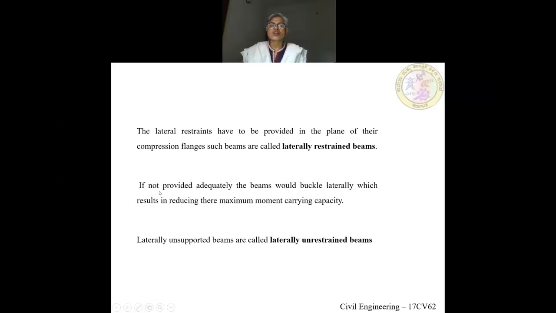If the support is not provided adequately, the beams would buckle laterally, which results in reducing their maximum moment carrying capacity. Laterally unsupported beams are called laterally unrestrained beams. So you have two types: laterally restrained or laterally supported, and laterally unrestrained or laterally unsupported beams.